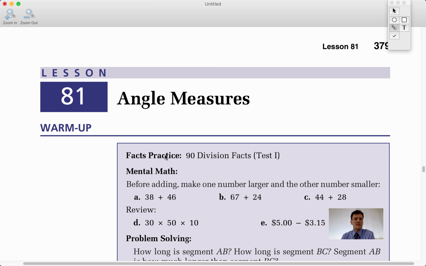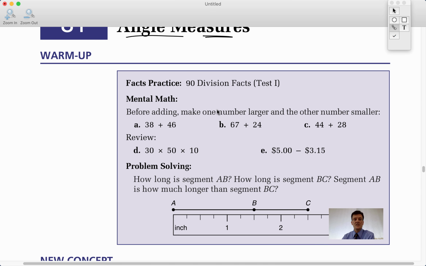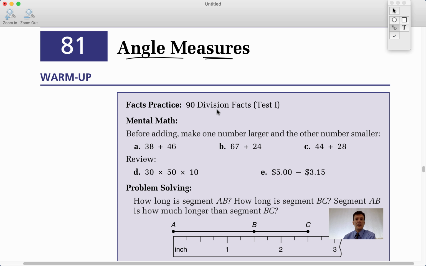Okay, let's look at lesson 81 for Saxon 54, and we are looking at angle measures here. We've looked at angles before as they related to triangles, and we've looked at angles in other lessons. This time we're going to actually talk about how can we measure an angle, okay?